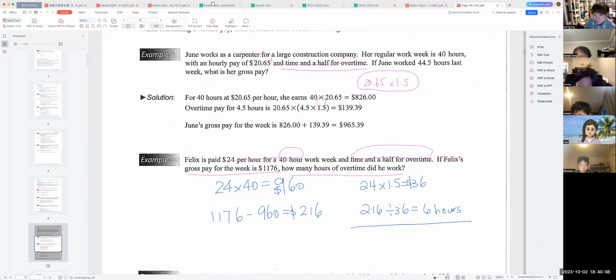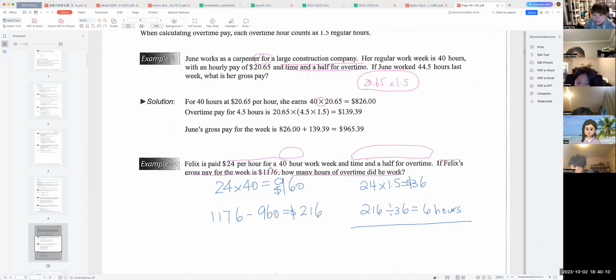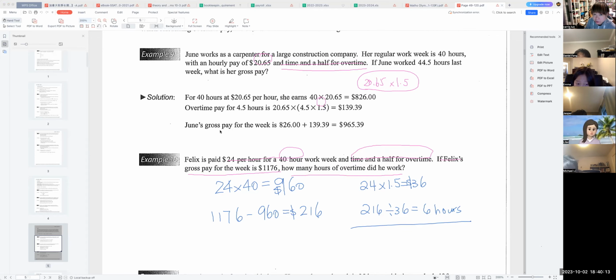Every hour this Felix gets paid $24. He worked 40 hours. So how much money should he get at the very beginning? 960, correct, everybody? But instead, his gross pay is 1,176, correct? So these two subtracted equal 216, correct? Okay, so Emma, where does this 216 come from? Overtime.